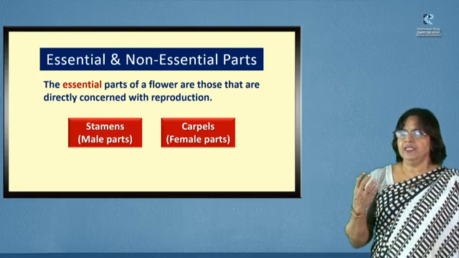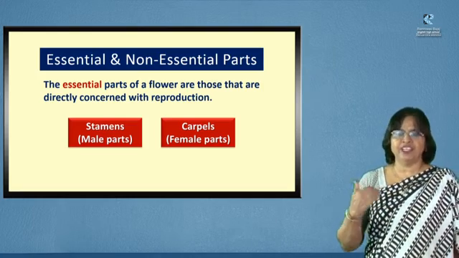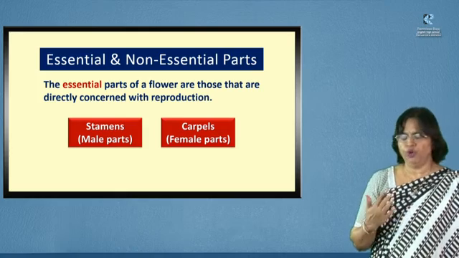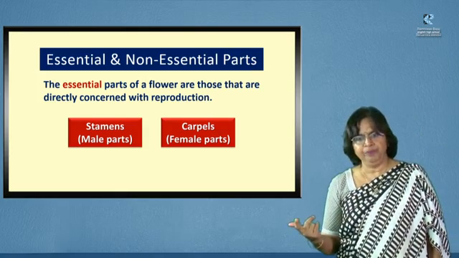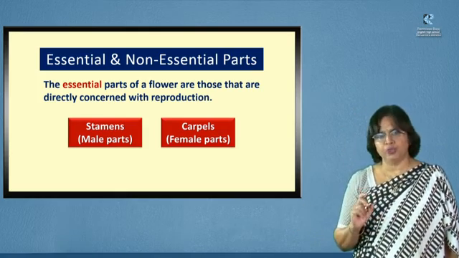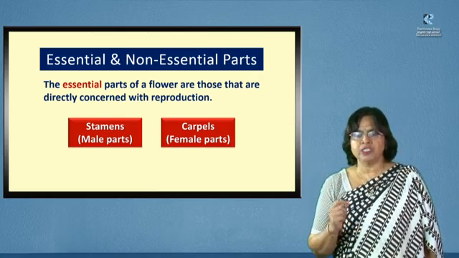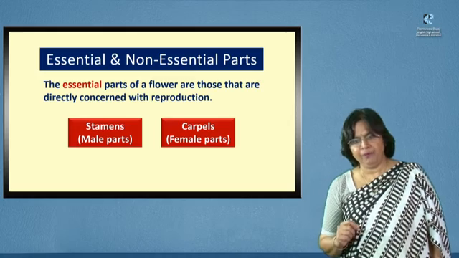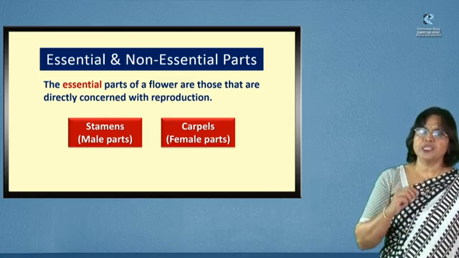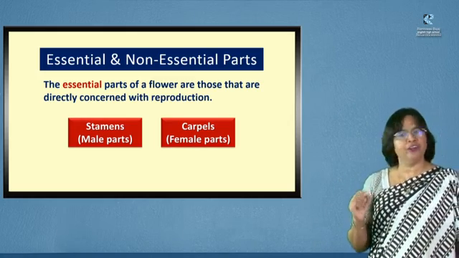Let us understand the 2 categories of these 4 whorls. The 4 whorls, calyx, corolla, androecium, gynoecium, are divided again into 2 types, essential and non-essential. Essential because the flower is the reproductive part of the plant. It is supposed to take direct part in reproduction.